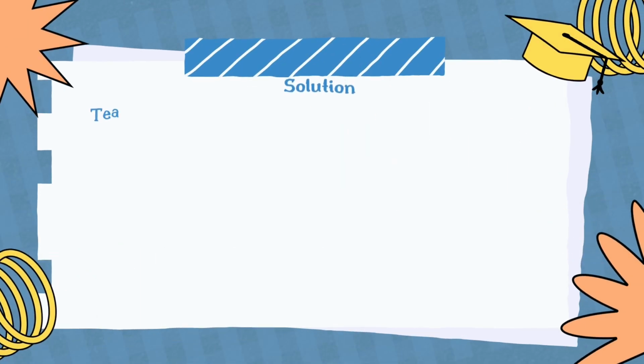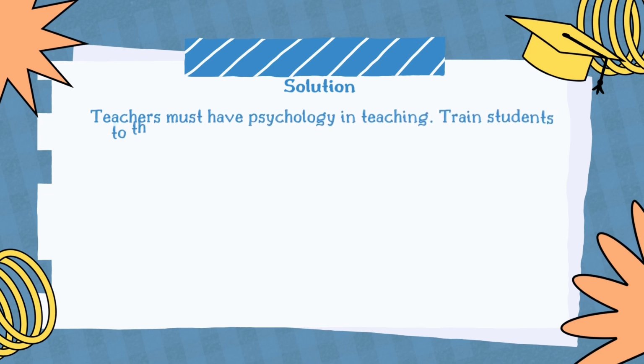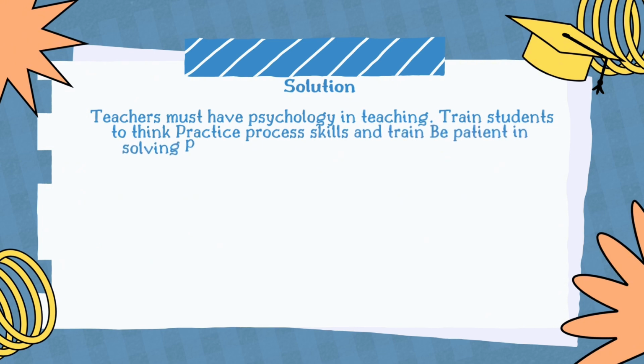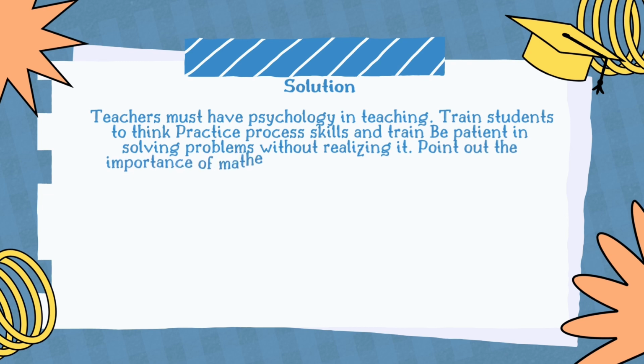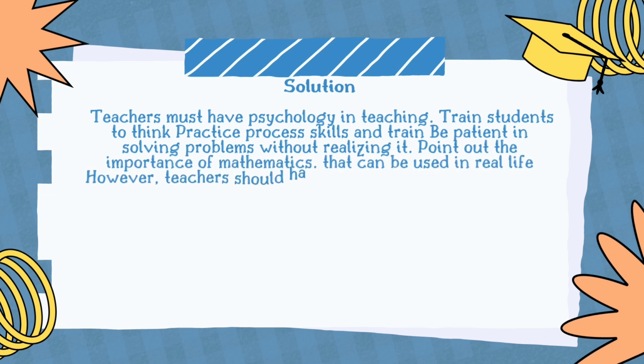Solution. Teachers must have psychology in teaching. Train students to think, practice process skills and train to be patient in solving problems without realizing it. Point out the importance of mathematics that can be used in real life. However, teachers should have patience in solving problems in teaching.